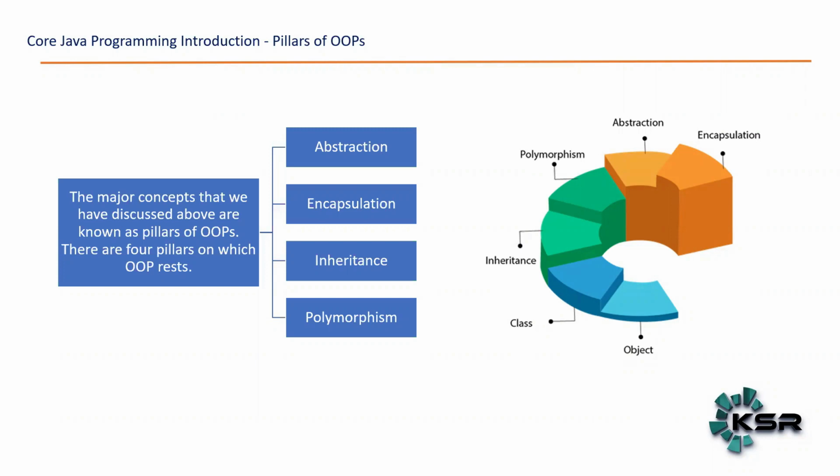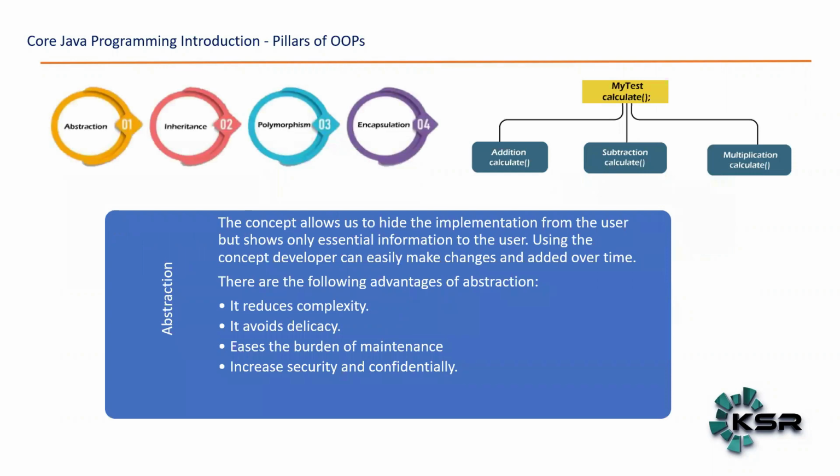So what are the major concepts, or pillars, of OOPS? This is an interview question. The major concepts are abstraction, encapsulation, inheritance, and polymorphism. On a high level, we can add class and object also. Class and object are the core. On top of it, using class and object, we have these pillars: abstraction, encapsulation, inheritance, polymorphism. Each and every concept we will deep dive into and see what kind of program we can write.